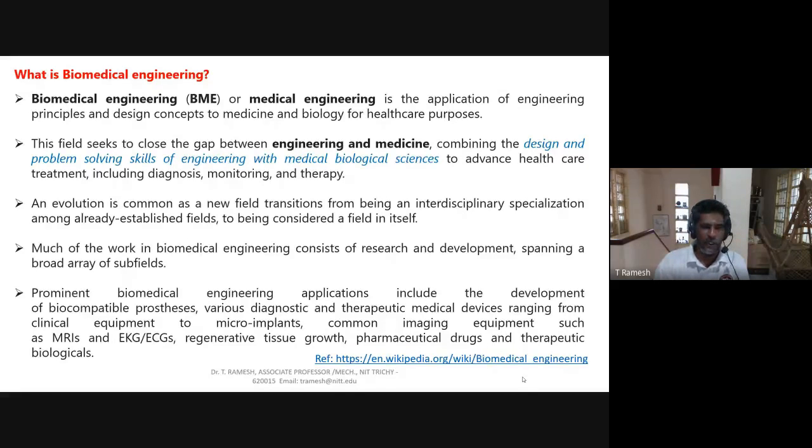So I'll just start with what is biomedical engineering first, and the role of mechanical engineers is highly required. You know that you have already completed the subject called engineering mechanics. It is more of, or even strength of materials, it is more of stress and strain of a material.